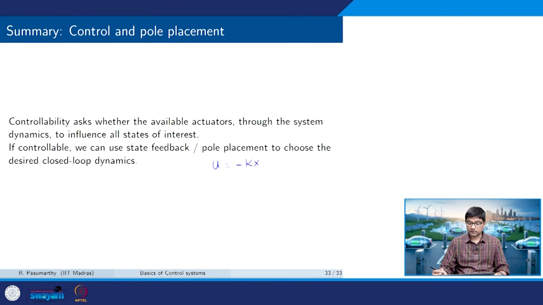Okay, what after this, right? Here I am assuming that somebody is giving me the entire x. All states are available for measurement. What if all states are not available for measurement? That will be captured while we discuss the concept of observability in the next lecture. So, stay tuned for that. We look at observability, we look at state estimation in the presence of noise and so on. That will come up in the next 2 lectures.